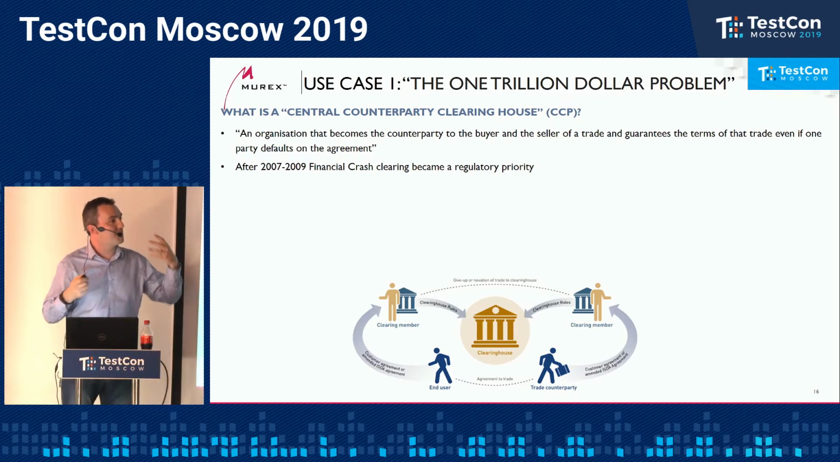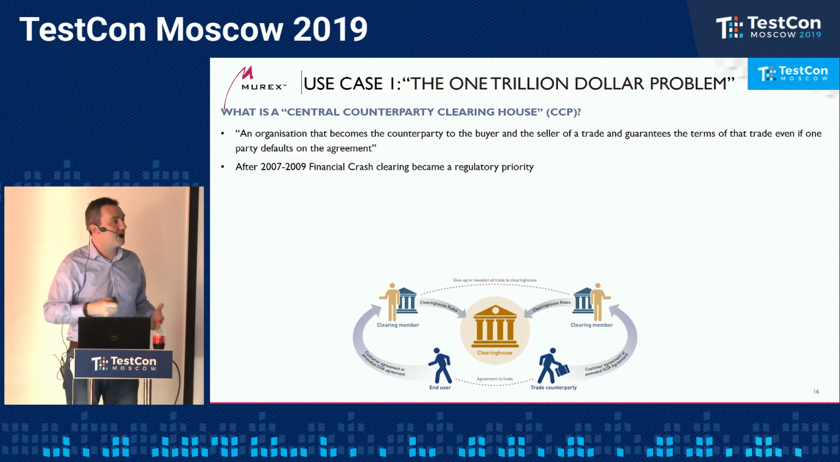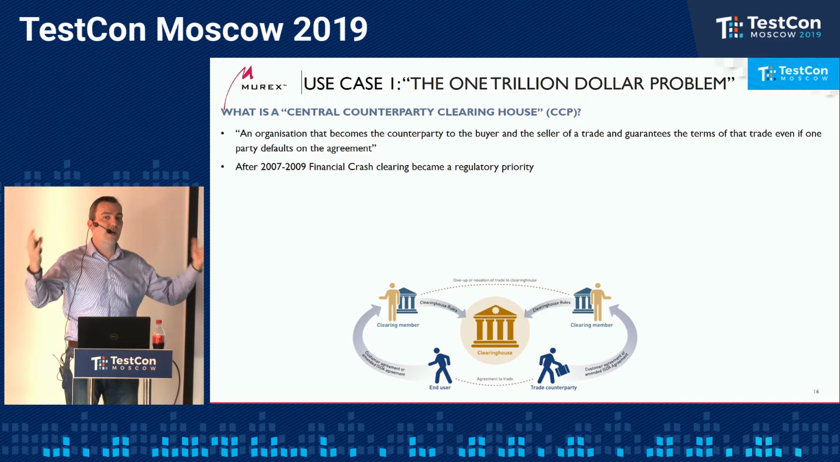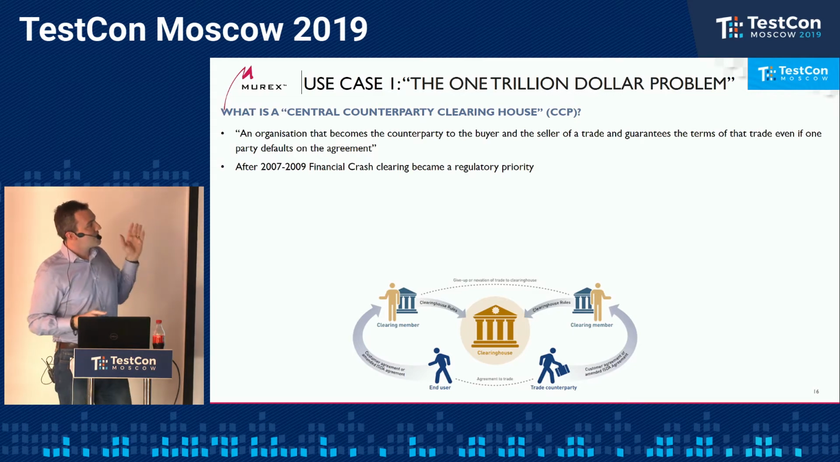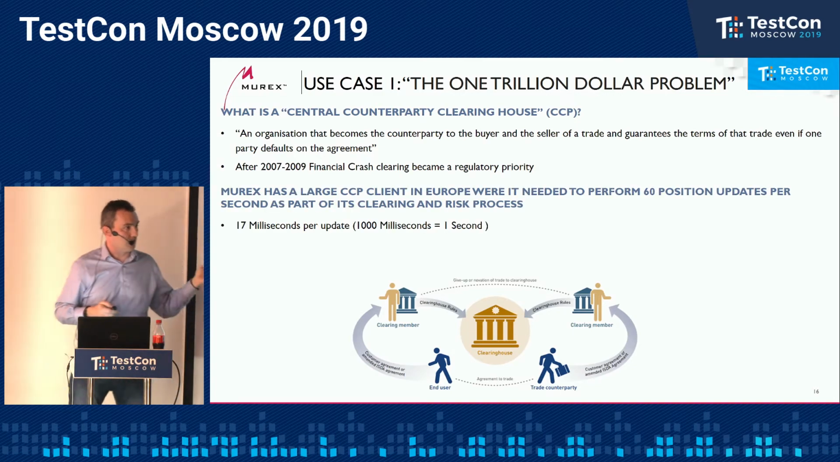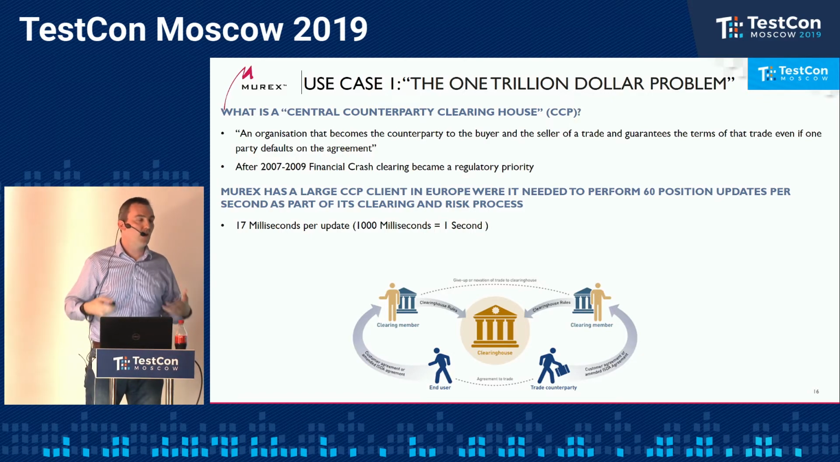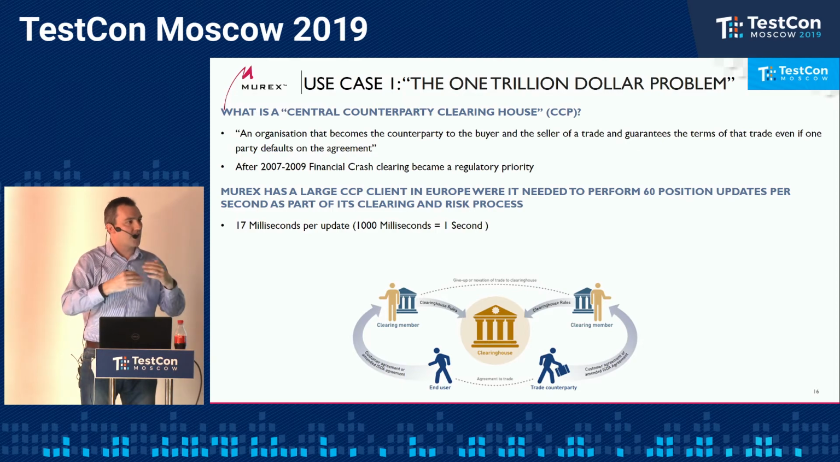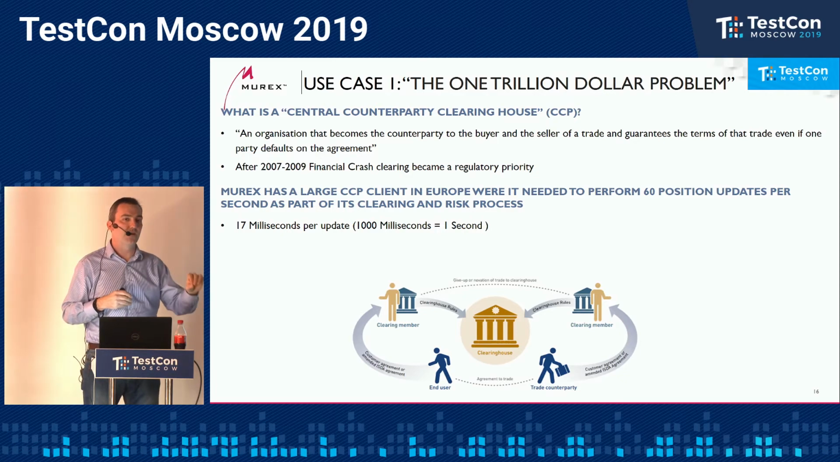So what does this mean? It means that Central Clearinghouse is very popular. All the banks are now clearing, okay? They didn't 10 years ago, but now it's big business. So Murex have a customer, one of the biggest in the world, in Europe, and they were live and they were clearing. However, the regulatory authority were saying, you're clearing too slow. We need you to be super, super fast. And they said, how fast?